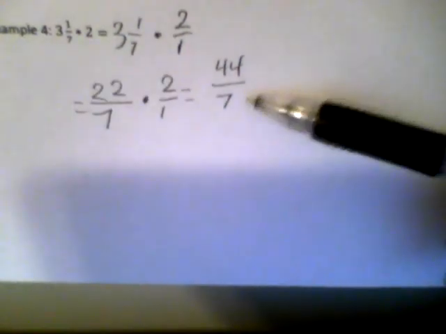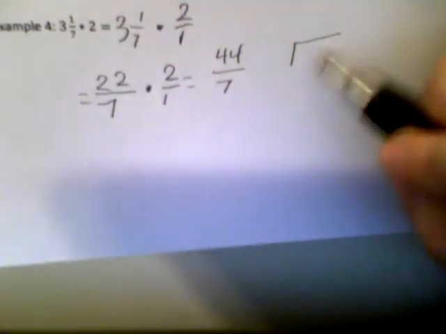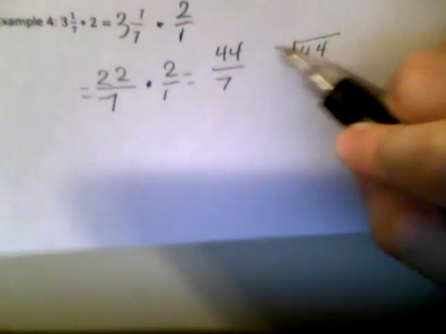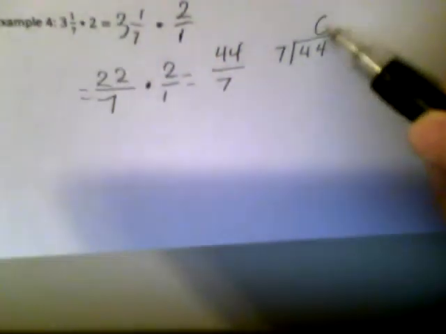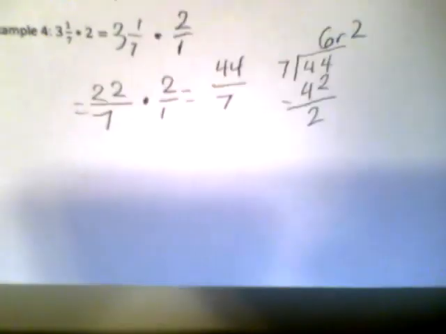However, this is an improper fraction. I'm going to have to make this into a mixed number. So let's go ahead and do that. Again, to make this into a mixed number, I'm going to have to divide it out. So I have 44 divided by 7. 7 goes into 44 6 times, and then 6 times 7 is 42. And then I have a remainder of 2.